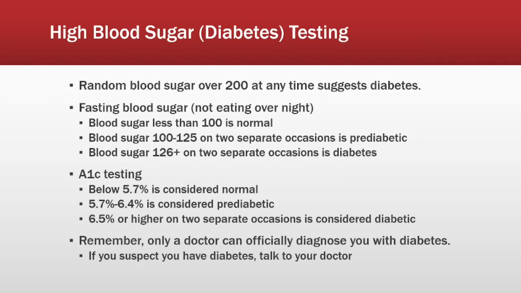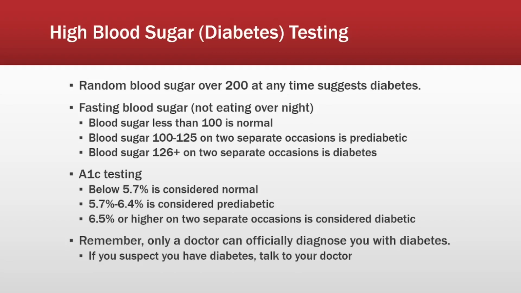So as far as testing for diabetes, like I said, the finger sticks can be used to suggest it. So if you have 2 random blood sugars over 200 at any time, that will suggest diabetes. You can do fasting blood sugars if you want to test as well instead of just randoms. That would essentially be not eating overnight, or probably about 8 hours be a safe bet, and only drinking water. Your blood sugar, if it's less than 100, is considered normal.